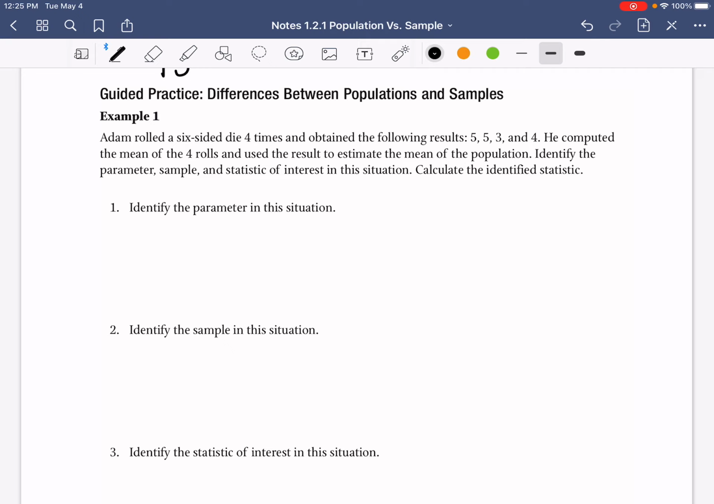All right, so parameter. Parameter means all people or objects. We're talking about rolling a die, so the parameter would be all of the dice rolls ever. So it would just be the mean. Parameter is the mean of all dice rolls, or mean of all rolls of any 6-sided die.